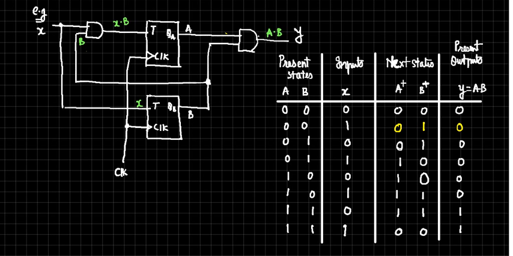Now see here. How many states are there? There are 2 flip flops, right? So 2 flip flops may have 4 different combinations. So there will be 4 different states: 0 0, 0 1, 1 0, 1 1. So to draw the state diagram, you'll have 4 different circles like this.